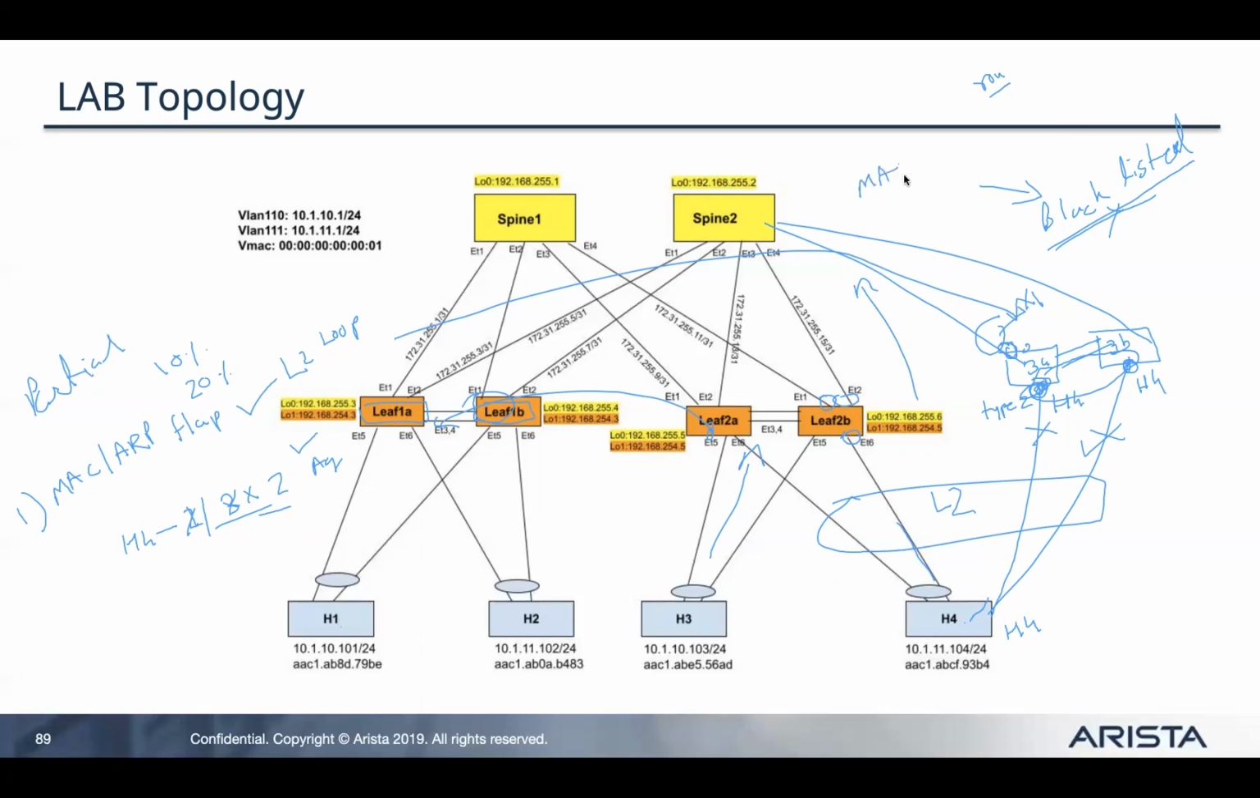So basically, if H1 wants to send a packet to H4, this MAC and ARP is not learned here, because now the type 2 route update is also not sent, because it is blacklisted. So this particular traffic is still impacted, okay? But at least you are avoiding the bigger problem, right? So that's one good thing about the blacklist.